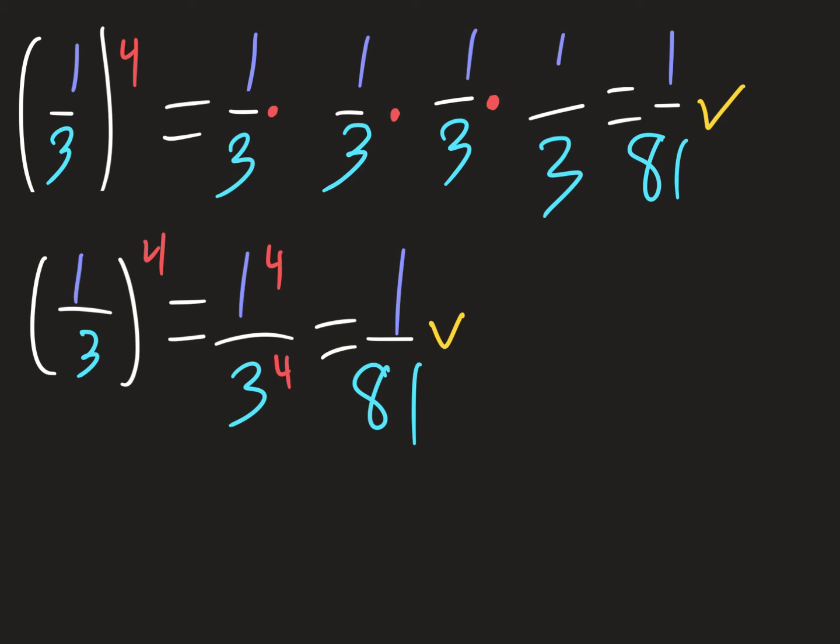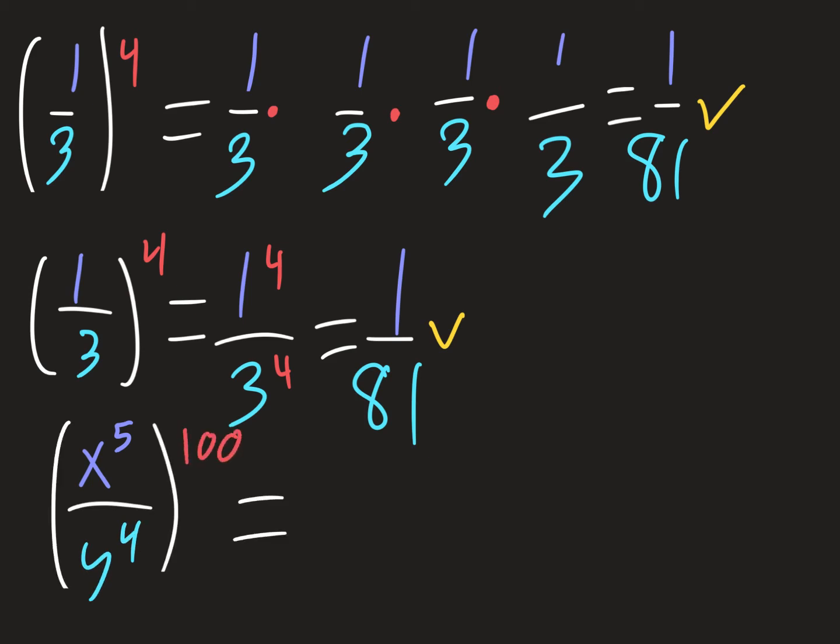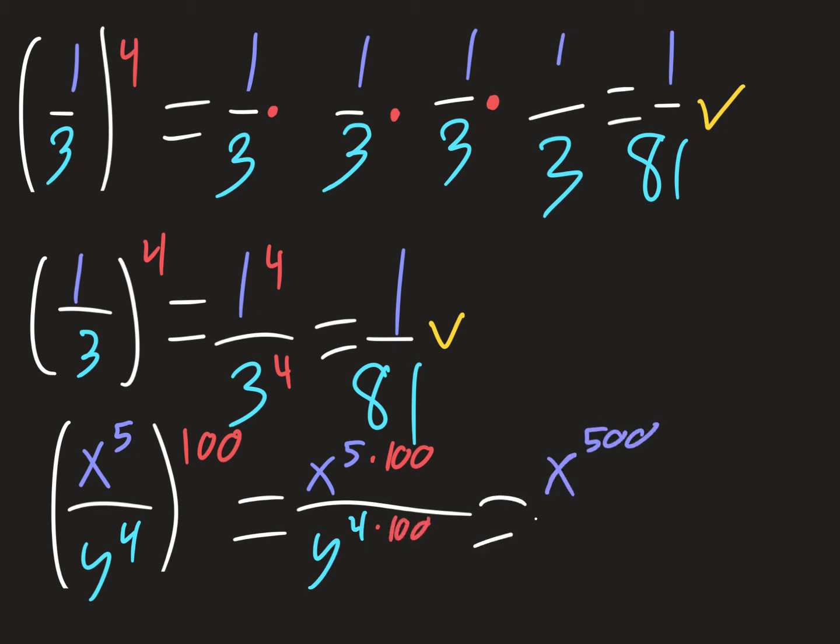Now, let's try a really big number. For example, let's use the quantity x to the 5th divided by y to the 4th, all raised to the 100th power. So what we would have then is x to the 5 times 100 over y to the 4 times 100, which would give us x to the 500th power over y to the 400th power. So that's how we use the rule for the power of a quotient.